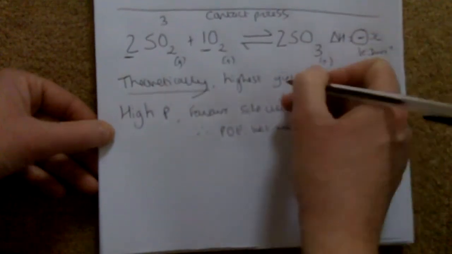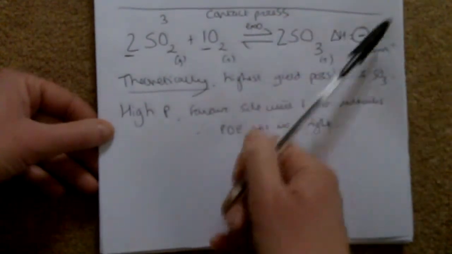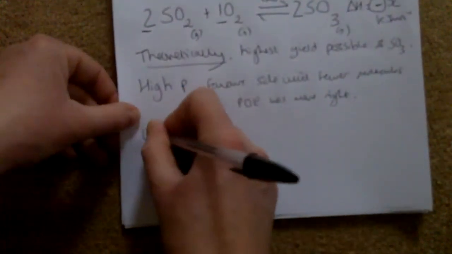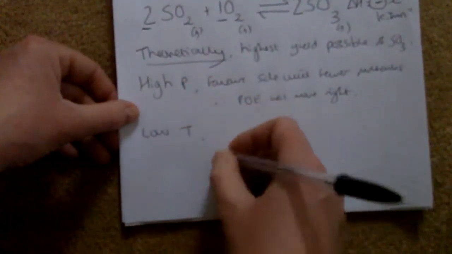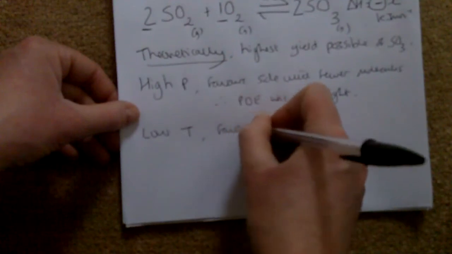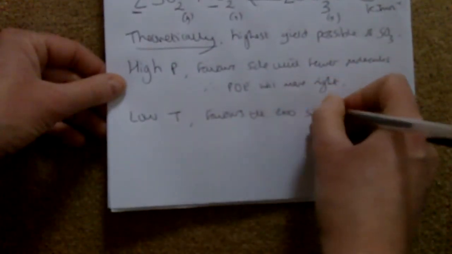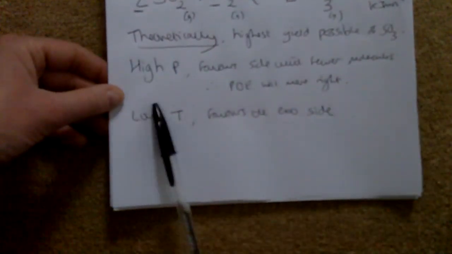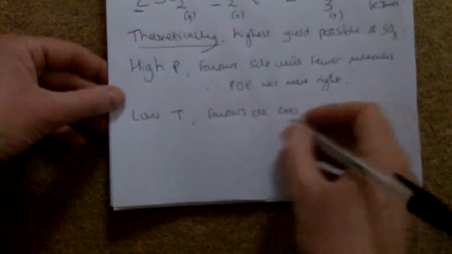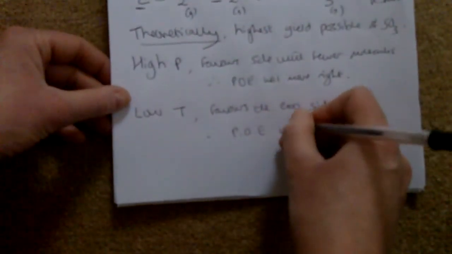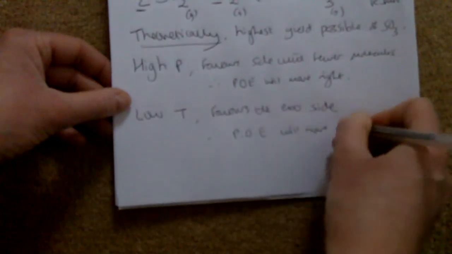The forward reaction is exothermic, so therefore I need a low temperature. A low temperature favors the exothermic side. Okay, low temperature favors the exothermic side, and therefore the position of equilibrium will move to the right.